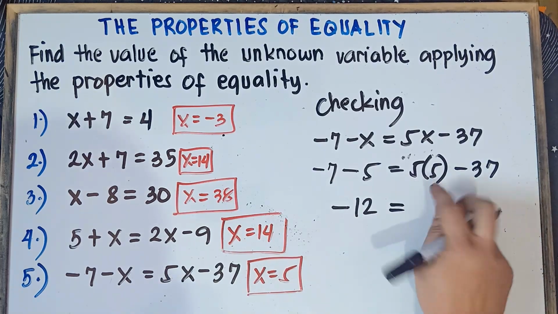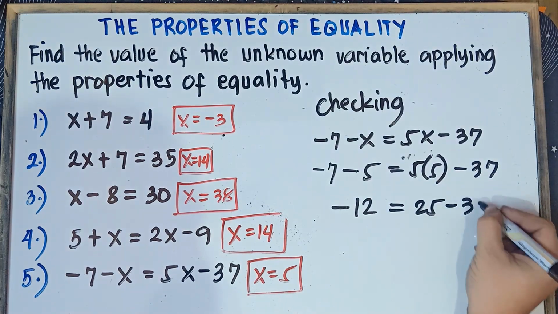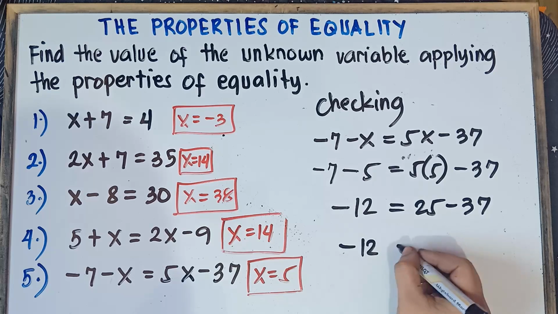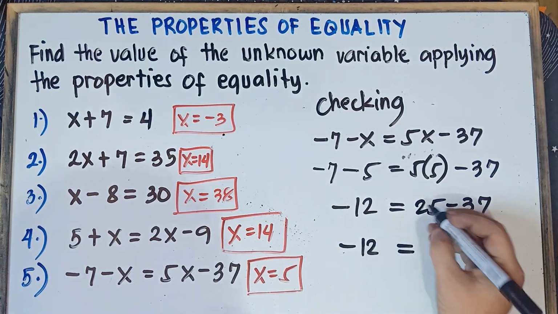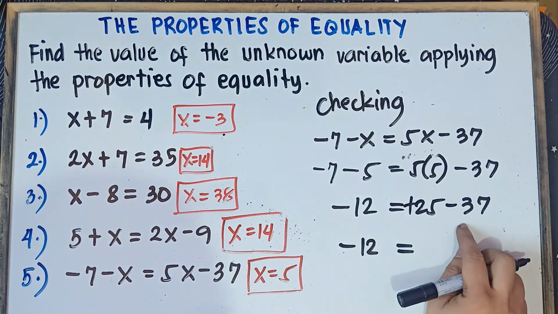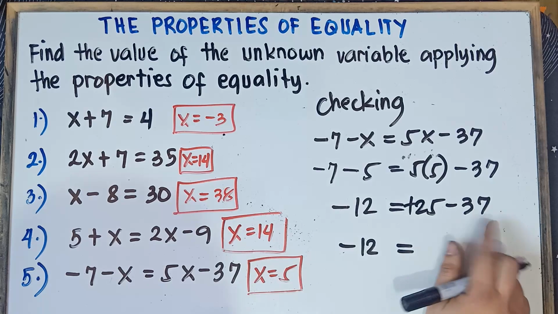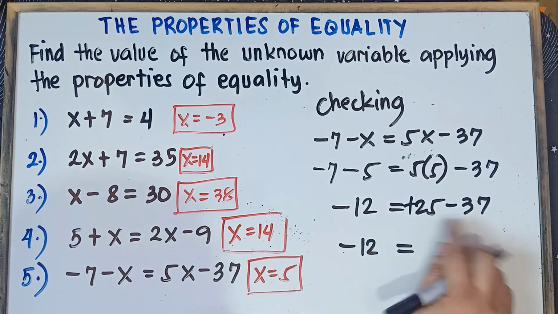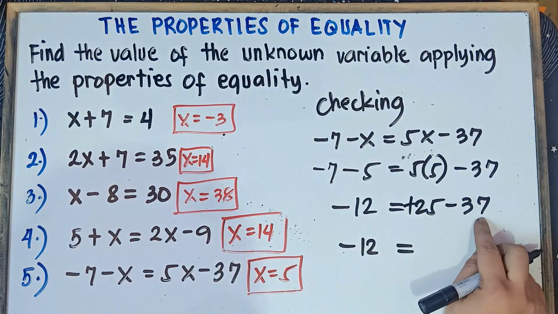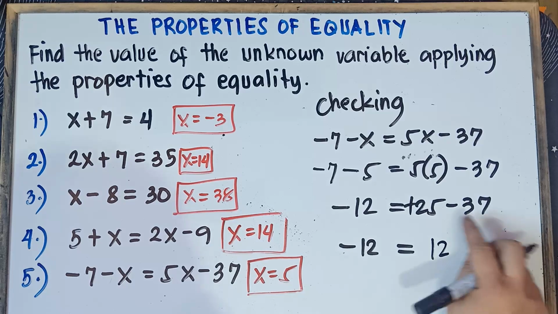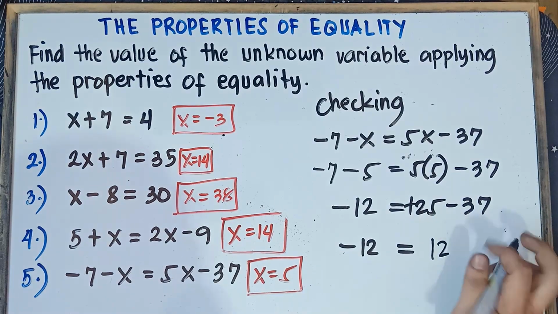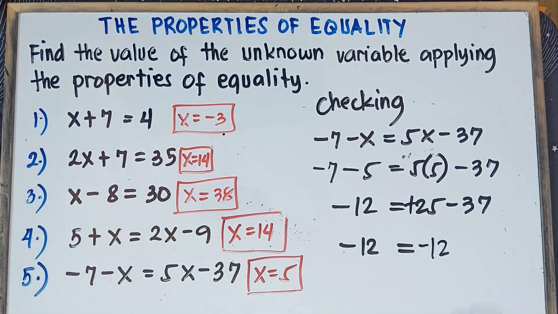Alright, 5 times 5, that would be 25 minus 37. So copy negative 12 equals 25 minus 37. Unlike signs, positive 25, negative 37. You think this one is negative 37 and then positive 25. Unlike signs, subtract 37 minus 25, that would be 12. Now, 37 is greater than 25. We copy the sign. That would be negative 12. That's it, class. That's the answer with regards to example number 5.